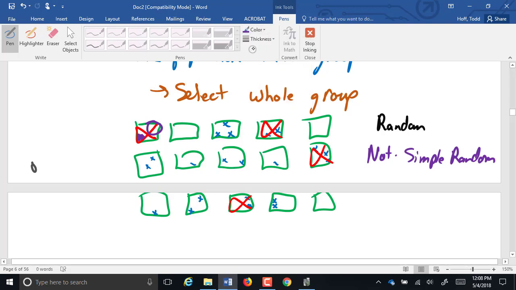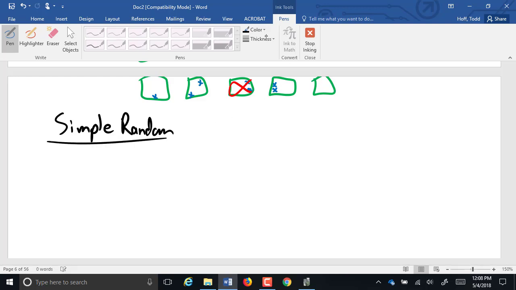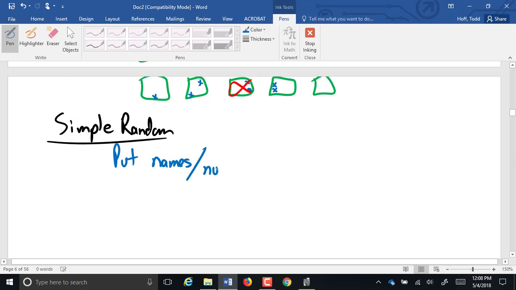So let's get down to it. Nothing has been simple random so far. So what does it mean to be simply random? How would we create a simple random sample? Well, the old equivalent would be to just put names or numbers in a hat and draw out however many we need. In this case, we draw out 10. So we'd put numbers 1 through 100 in a hat, we draw out 10 of them, that's our sample.